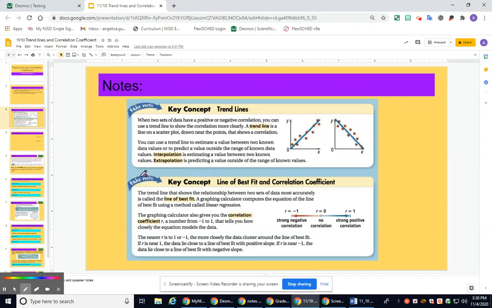Okay, today's notes are going to be over scatter plots and finding a trend line, but this time we're not going to find our line of best fit by hand. We're going to use the calculator. So we're going to practice using the calculator and identify the linear regression for a scatter plot. And we're also going to be able to identify the correlation coefficient. Correlation coefficient is the R. This tells us how closely the equation models the data.